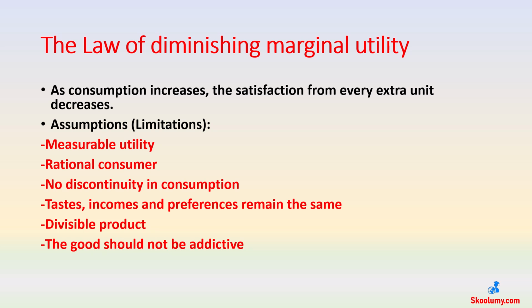Number 5. The product can be divided into smaller units. For example, it is not applicable to a house or car. Number 6. The good should not be addictive.